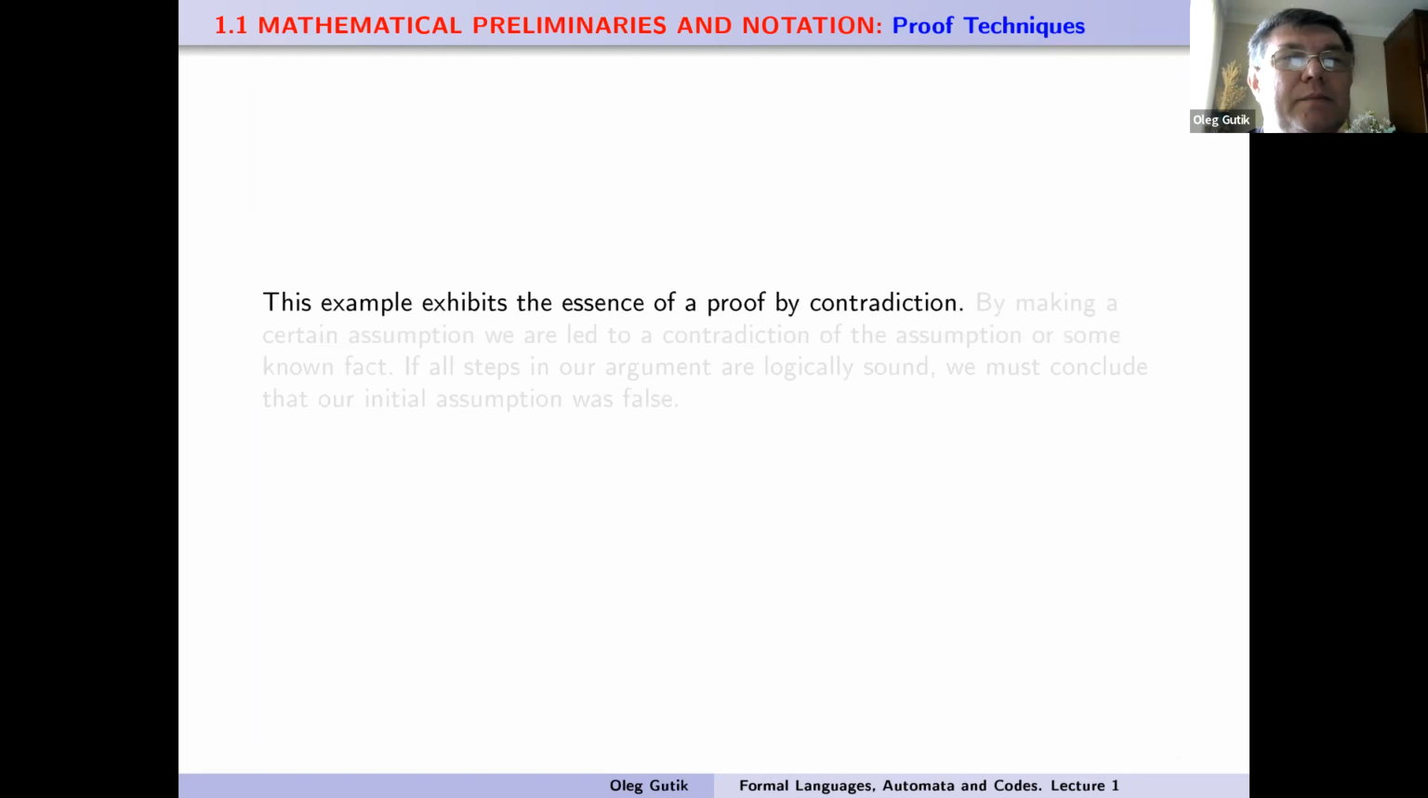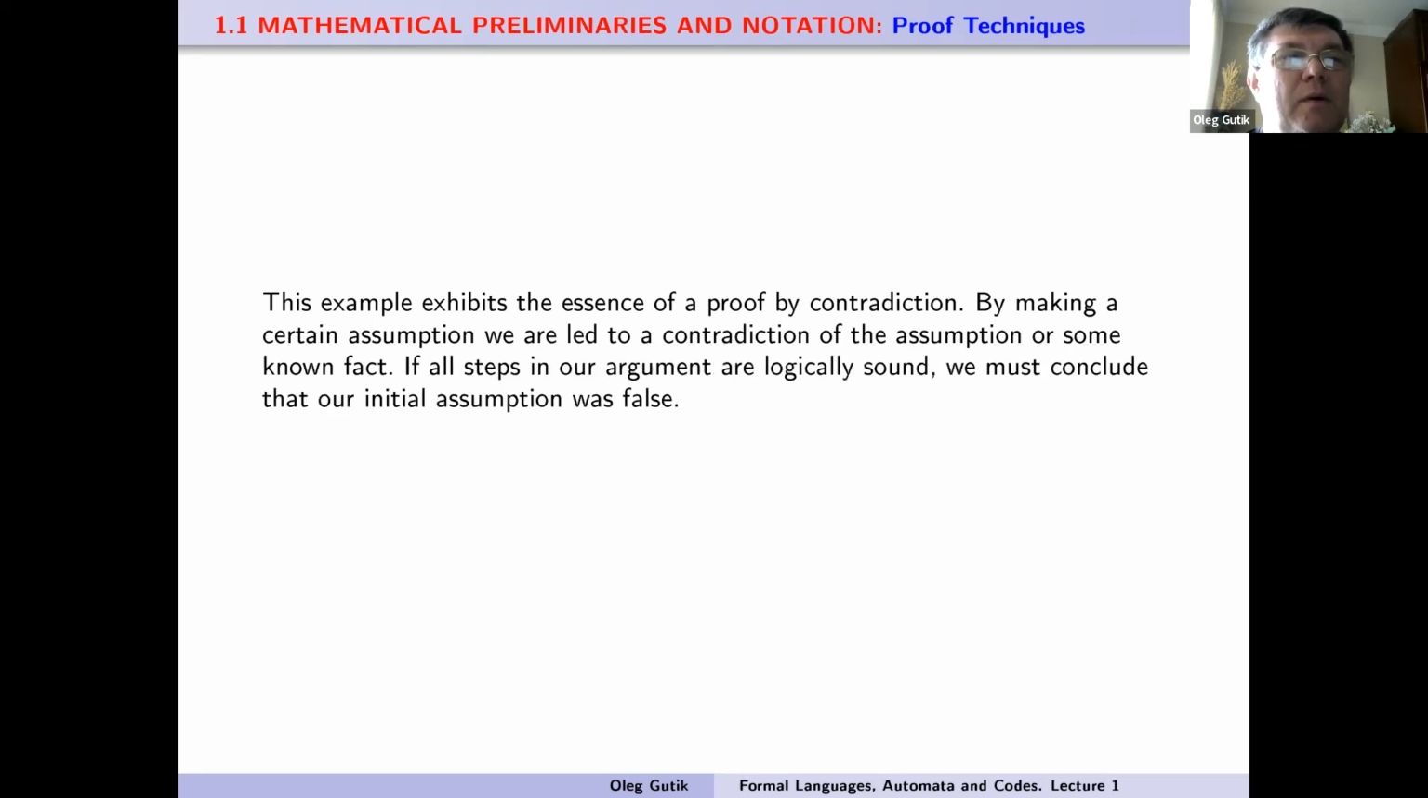This example exhibits the sense of proof by contradiction. By making a certain assumption, we are led to a contradiction of the assumption or of some known fact. If all steps in our argument are logically sound, we must conclude that our initial assumption was false.